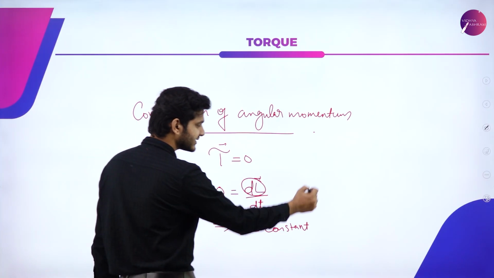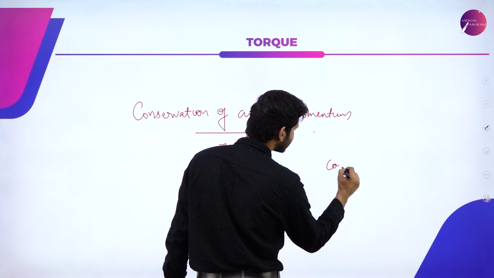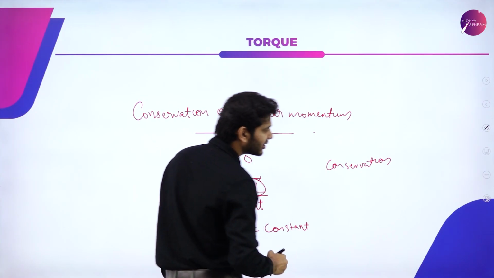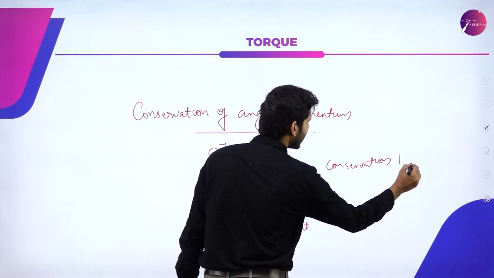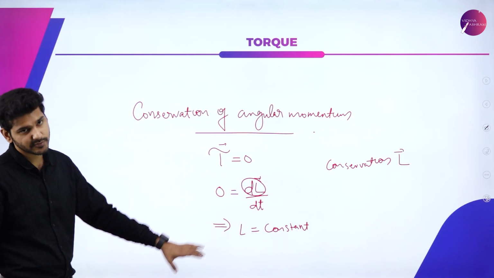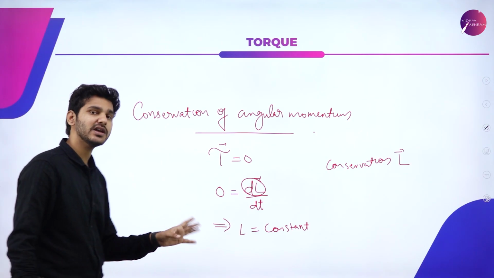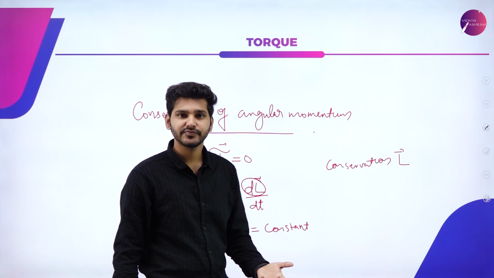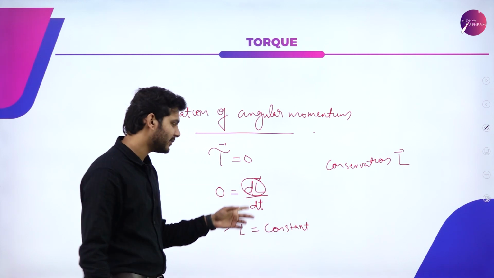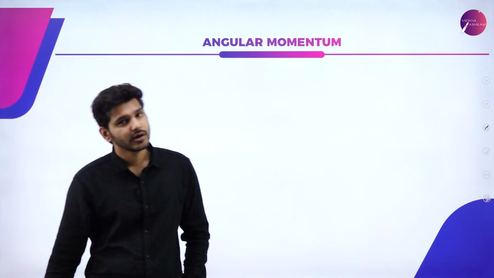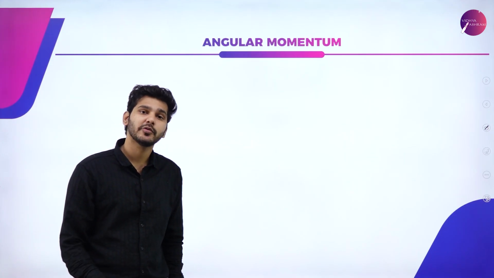So this is the proof for conservation of angular momentum, that is L. You write the statement: in the absence of an external torque, the angular momentum is conserved, or simply dL by dt is equal to 0, which means L is a constant. That's it. So we already learned what angular momentum is.